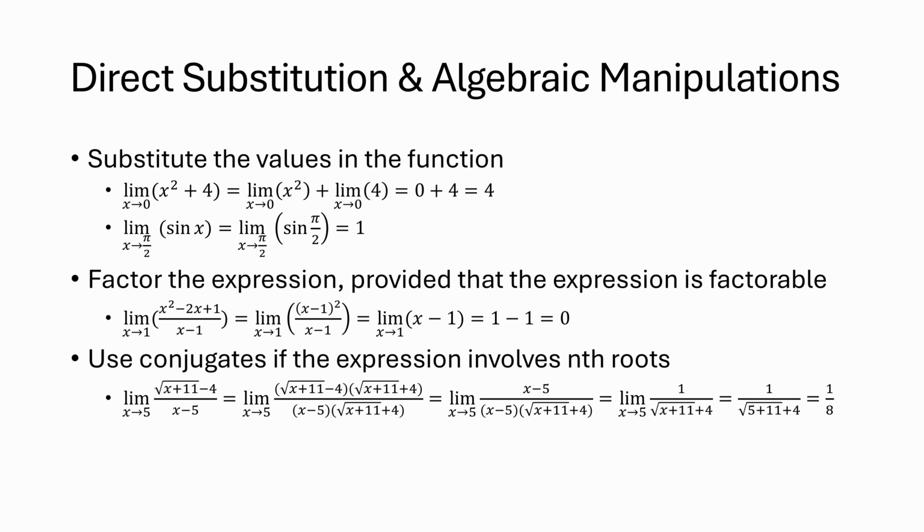Moving on to actually computing these limits. Direct substitution is self-explanatory. You just substitute the values in. Remember, for any polynomial function, direct substitution works. So, for example, if it's the limit as x goes to 0 of x squared plus 4, we can divide these into two limits, and we just add 0 plus 4, which equals 4. And similarly for sine, the limit as x goes to pi over 2 of sine of x, we just substitute x for pi over 2, which gives us 1.